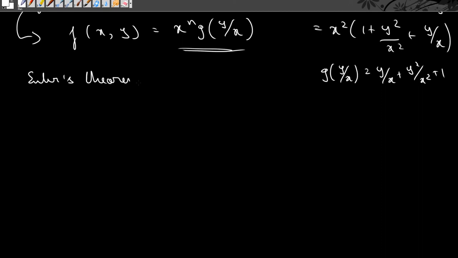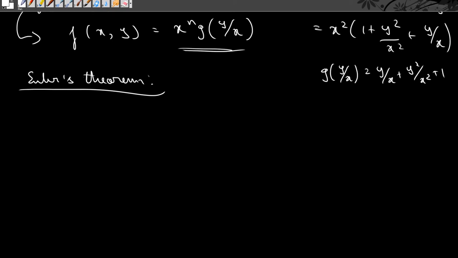for homogeneous functions. So what does this theorem say? First I am going to state the theorem for two variables, and then we will prove it for two variables, and then I will write the theorem for the general case of, let's say, k variables.